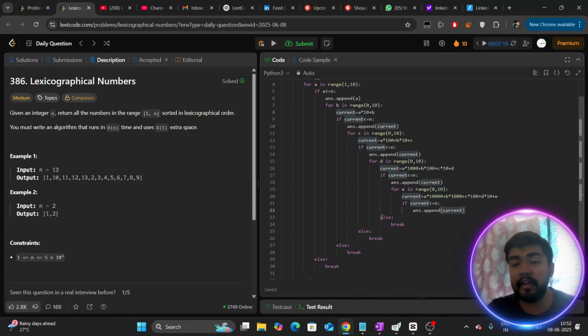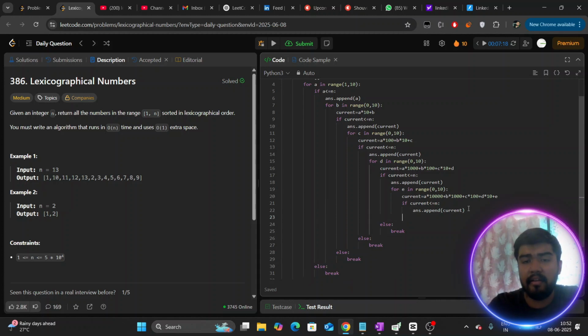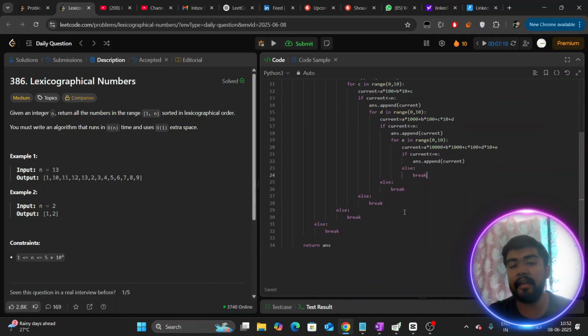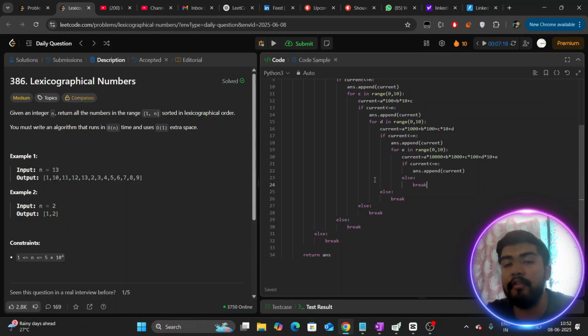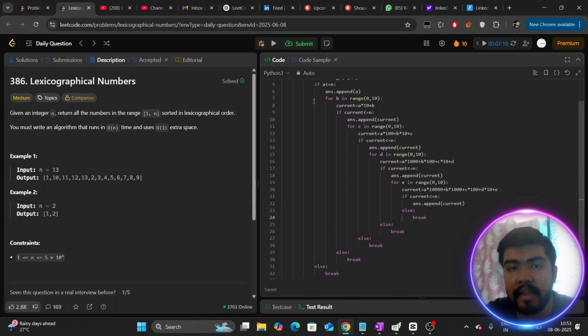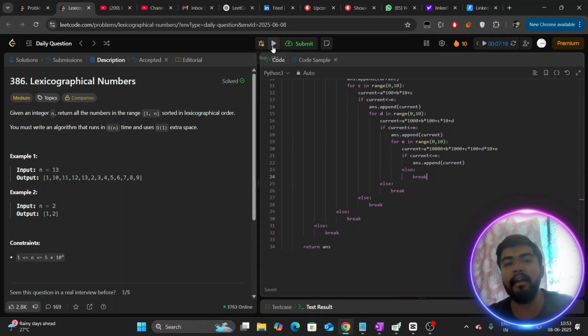And if it is not so, right? I think here also I can write another else block. If that is not so, then also we can break it. We have to just incorporate this hierarchical else for each level. If that is not so, break it out. And that is for the final one. And finally we are returning our answer.